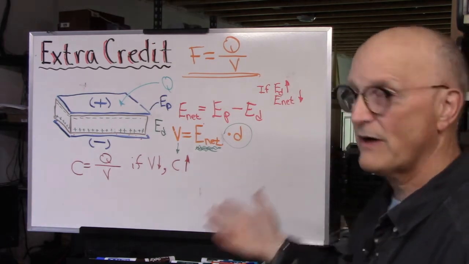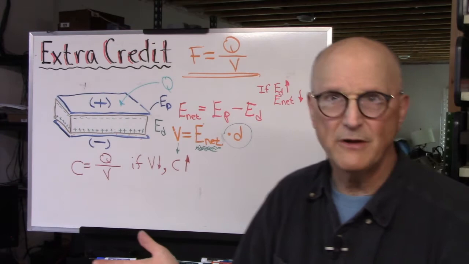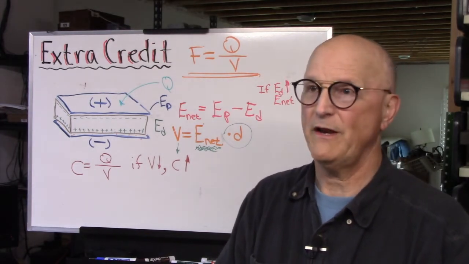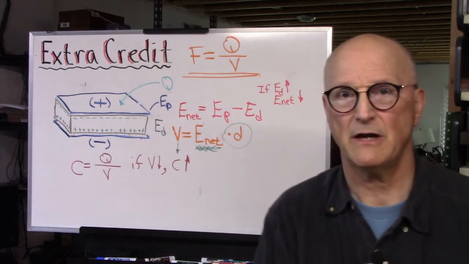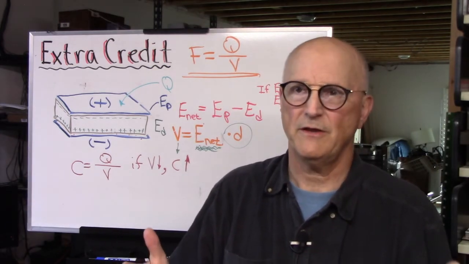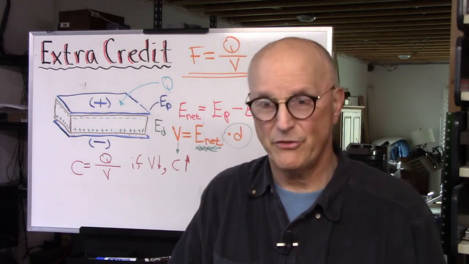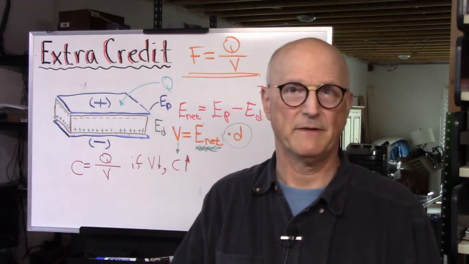Now, how does that work out? Well, it turns out that if you have a 100 picofarad capacitor with an air dielectric, which has a dielectric constant of 1, and change all of that air out with a dielectric with a constant of 3, you now have a 300 picofarad capacitor.